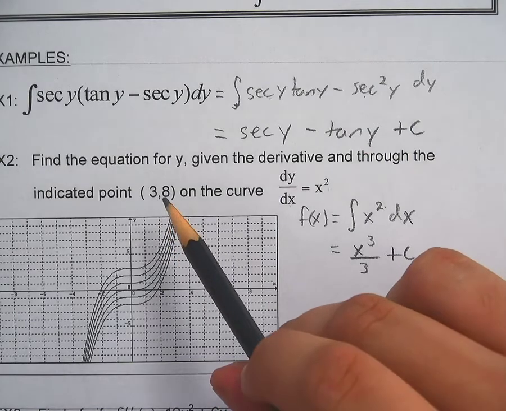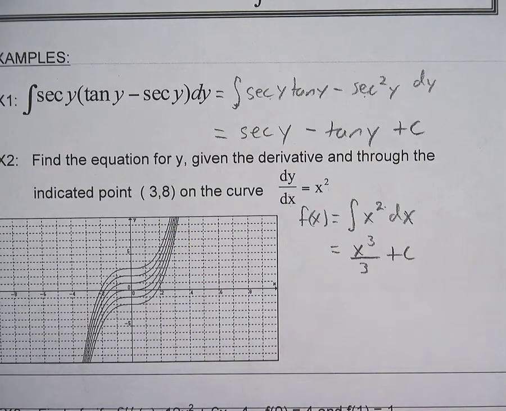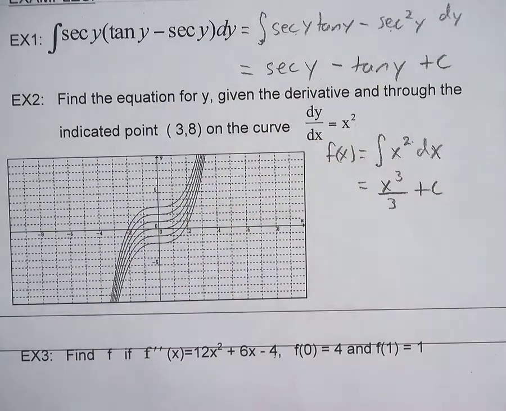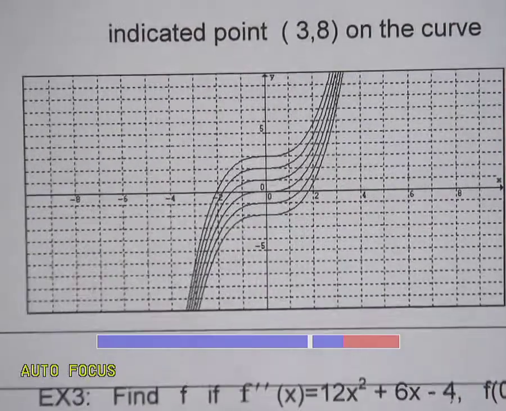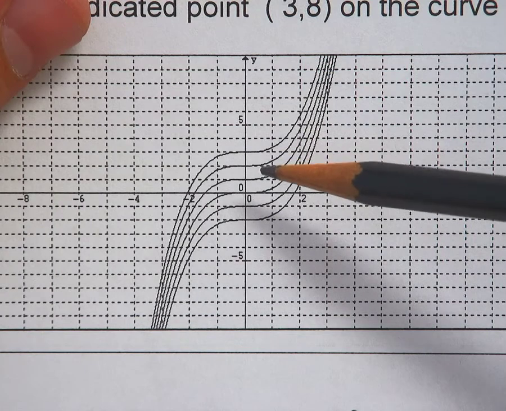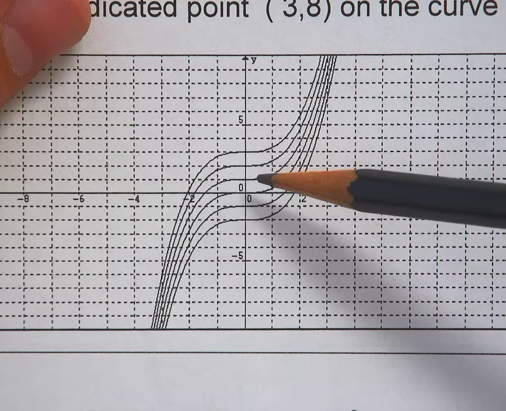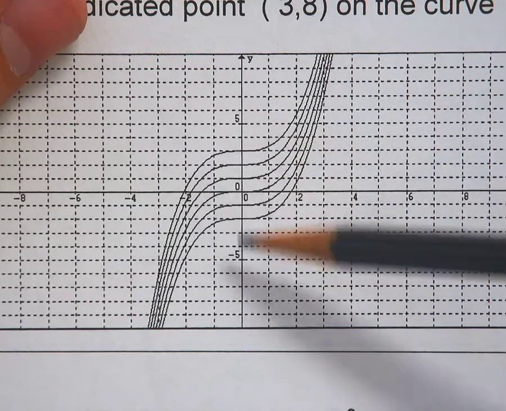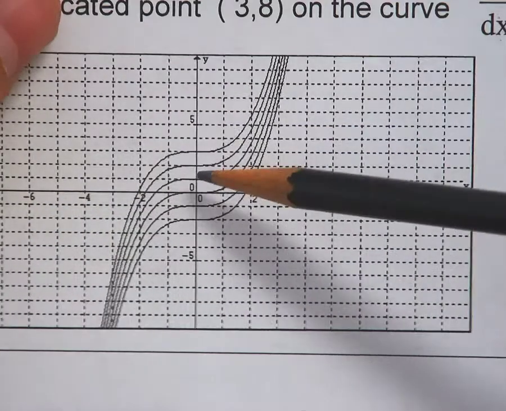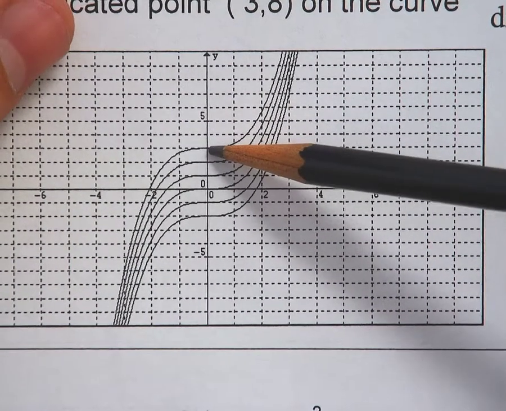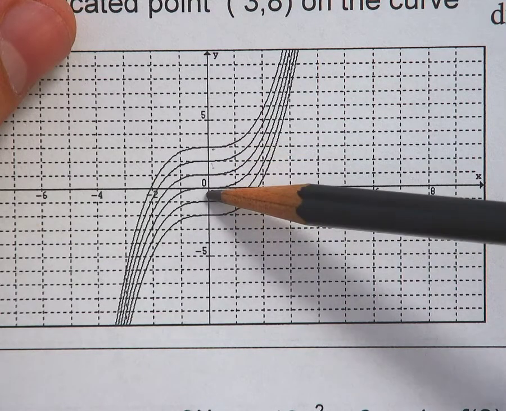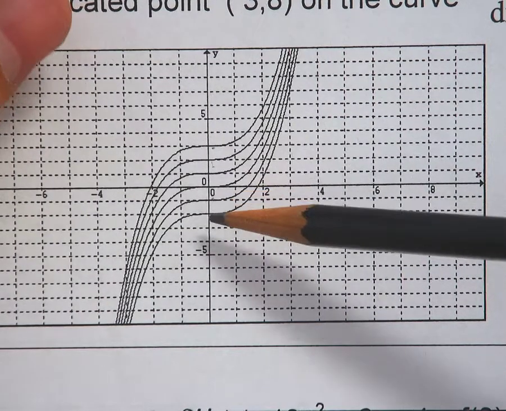But then it gives you 3 comma 8. Now that is going to change this game for us. That's going to help us find c, and that's what I like this graph for. You see this graph? This is called a family of curves. This represents 5 of the possible curves from this line. See, depending on what c is, if c is 3, then it'd be up here. If c is 2, it'd be right here. If c is -1, it'd be down here, right?